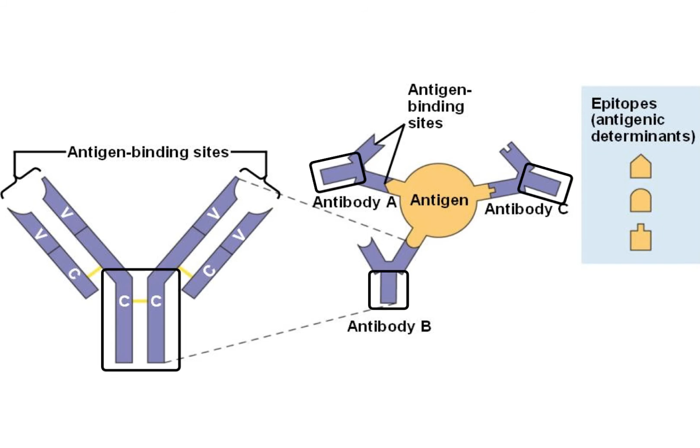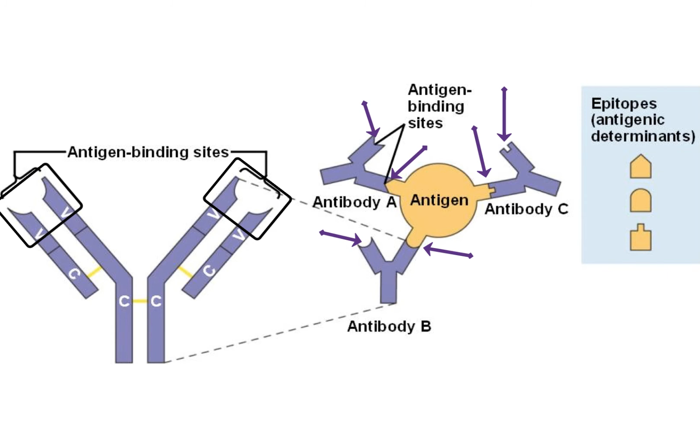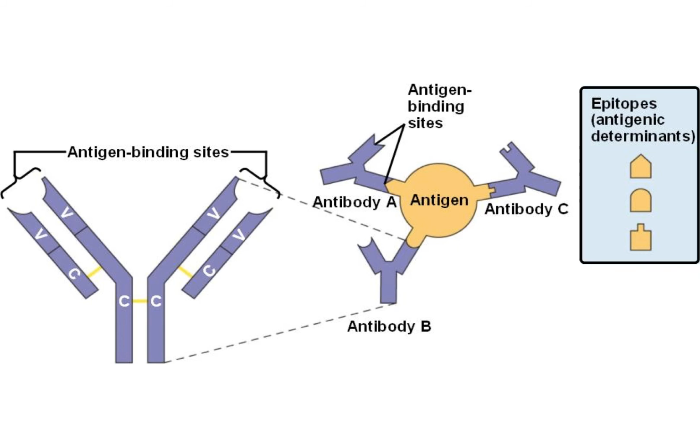So then the constant regions here interact with the host cell, the host B cell. And these variable regions out here, both the light and the heavy chain, then interact specifically with the epitopes of the antigen. So here are the epitopes, or the surface regions of those proteins of the antigen, which is normally a protein.